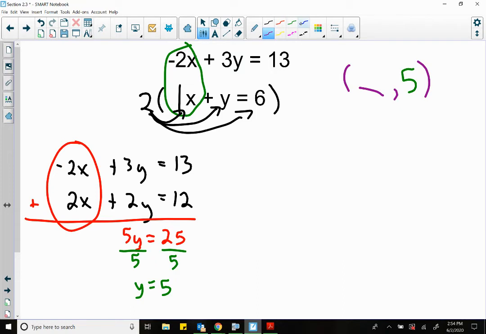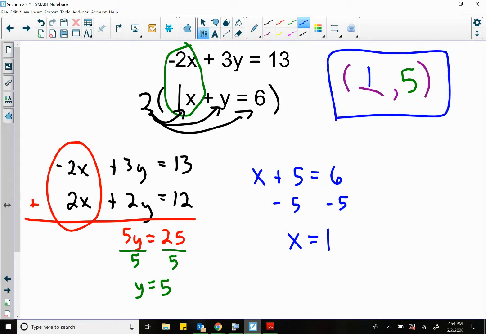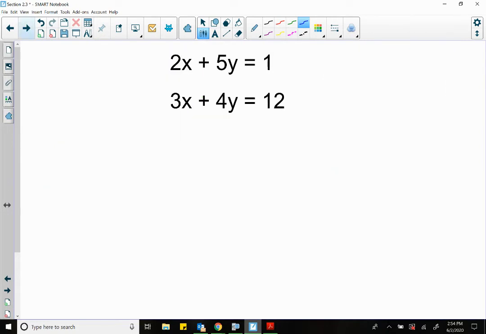So I can either plug into the top or plug into the bottom. It doesn't matter. You already know that. So I'm just going to plug into the bottom. So I've got x plus 5 equal to 6. Subtract 5, x equals 1. And there's the answer. 1, 5. Okay? All right. Go ahead. Try this problem on your own. And go.